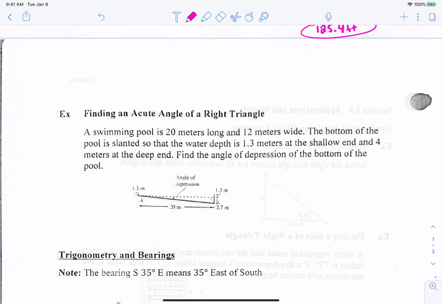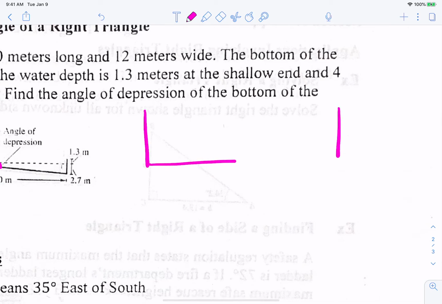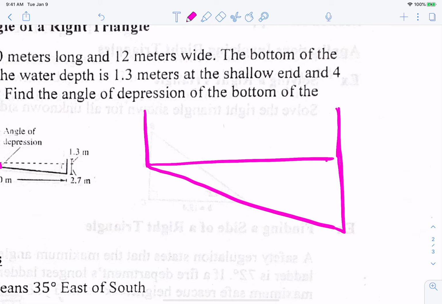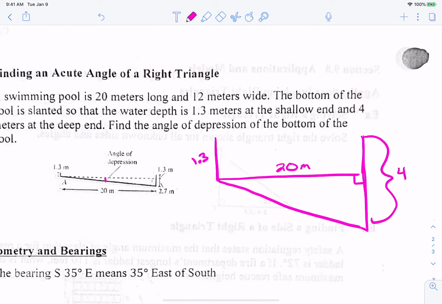They want to know this angle right here. I'm going to draw this a little bit bigger and really exaggerate some of these angles. 20 meters from there to there, so this distance is 20 meters. 1.3 is here, and from here to here is 4 meters.